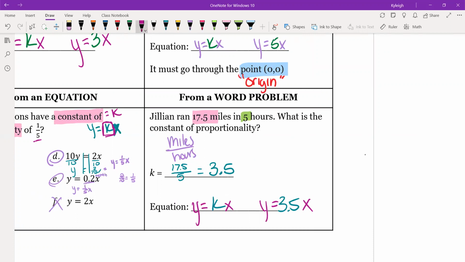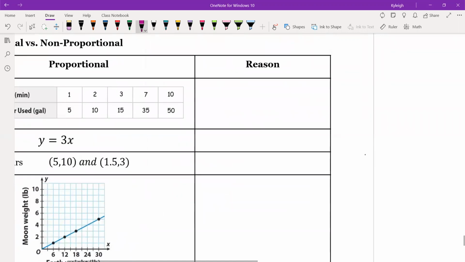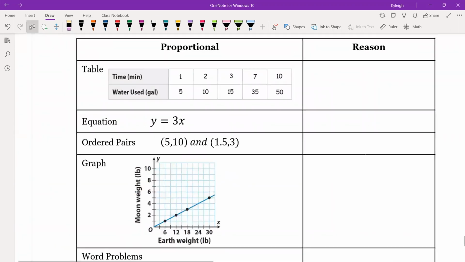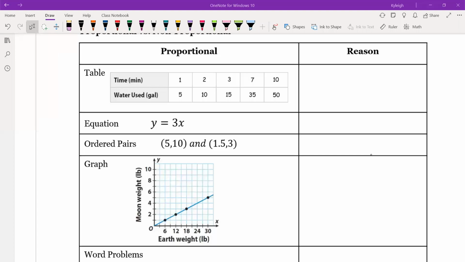Okay, so that's how you find it using the different methods. But let's talk about when we use this, because we can only use it on certain things. So we have to talk about whether things are proportional or not. In order for something to be proportional, the unit rate has to be equal. So all the unit rates have to be equal.